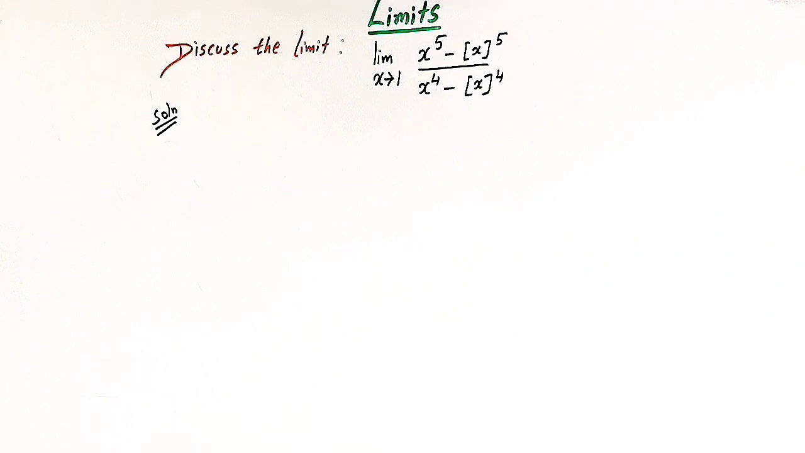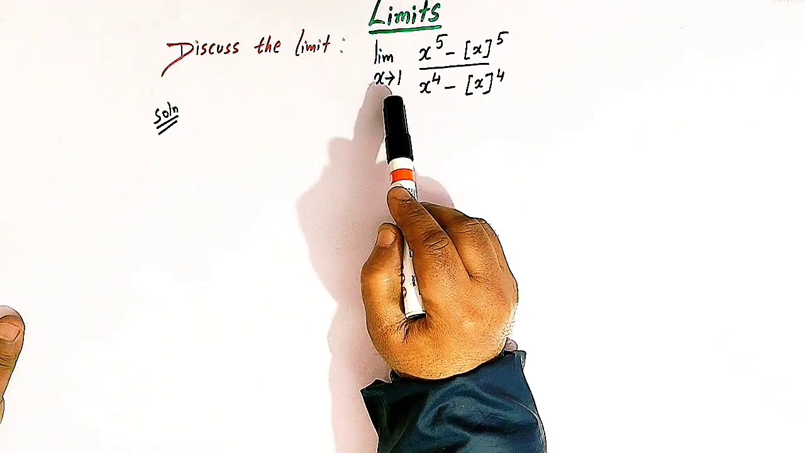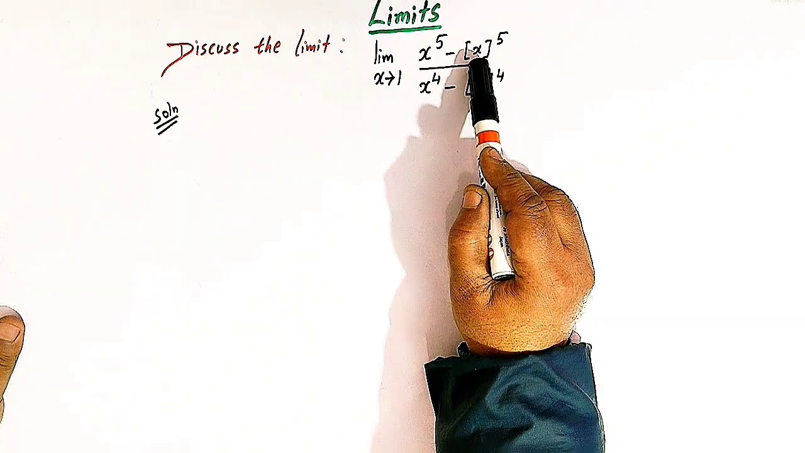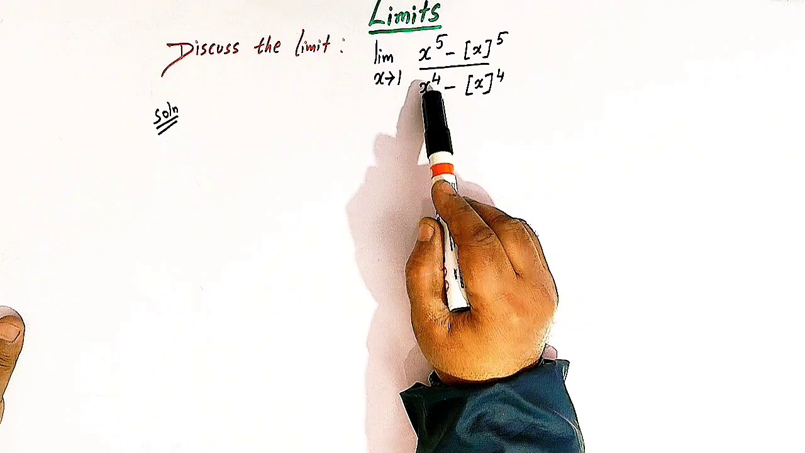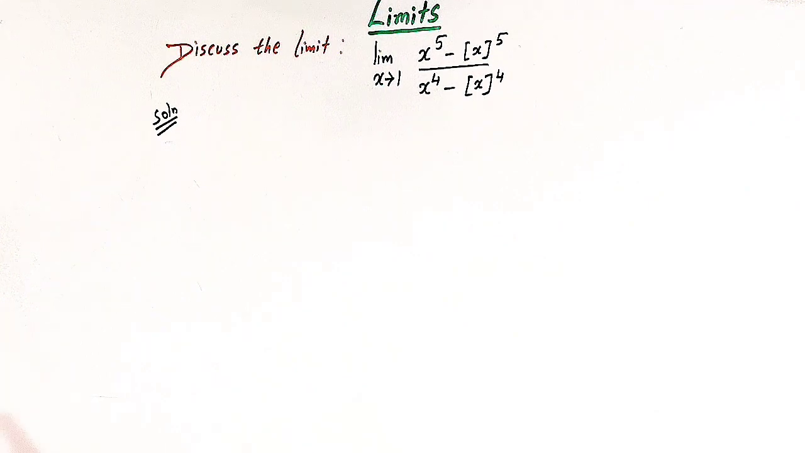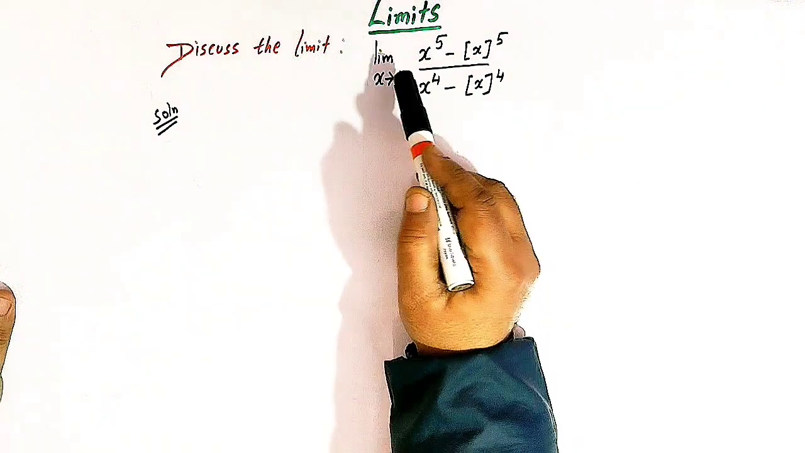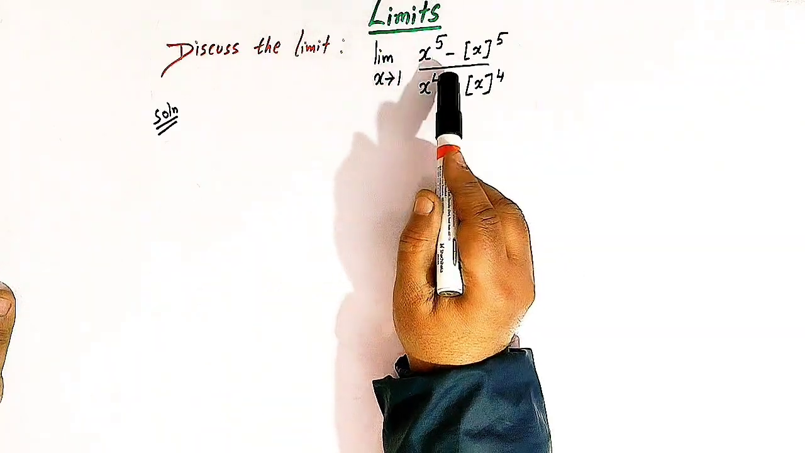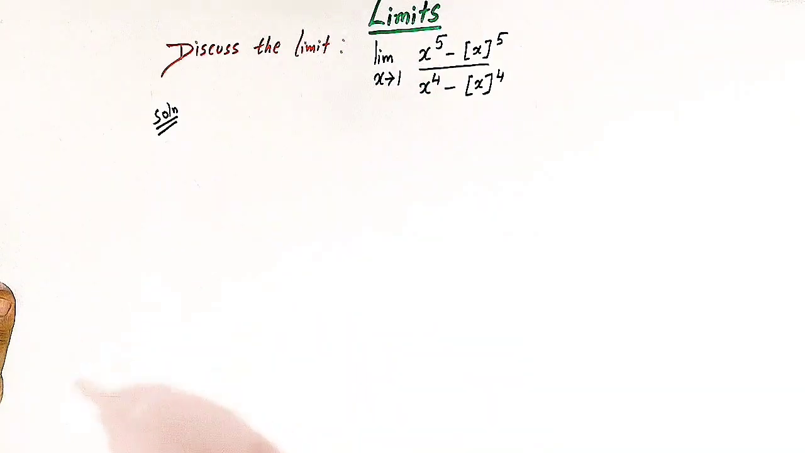Hello viewers, in today's class we are going to discuss yet another important and very conceptual problem from limits, right? And in this session we are going to discuss this limit, that is limit x tends to 1, x raised to 5 minus fifth power of greatest integer of x divided by x raised to 4 minus fourth power of greatest integer of x, right? So in this class we'll see whether the limit of this function involving the greatest integer function exists when x tends to 1 or not, right?